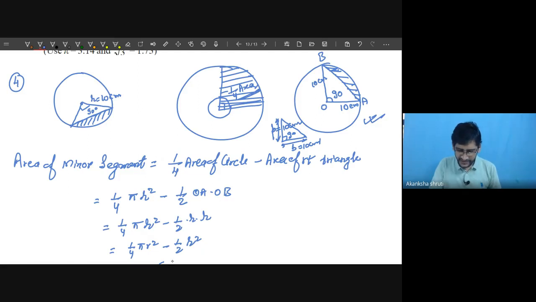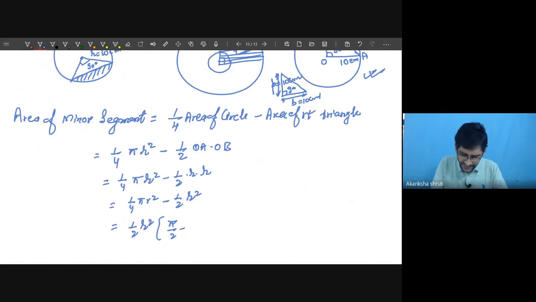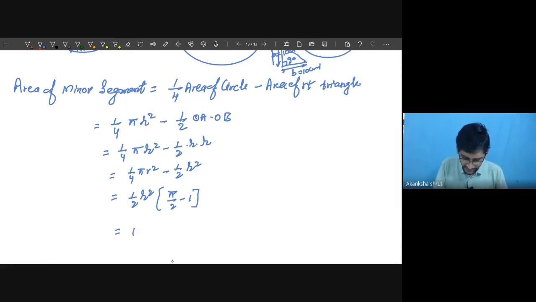So substituting, OA and OB are both R, so it becomes R square. So it is 1/4 of pi r square minus half of R square. Taking whatever is common, half R square is common, take it out. What is left is pi by 2 minus 1. Now substitute the value: half into 10 square into pi. You may substitute or you may carry this pi as it is.